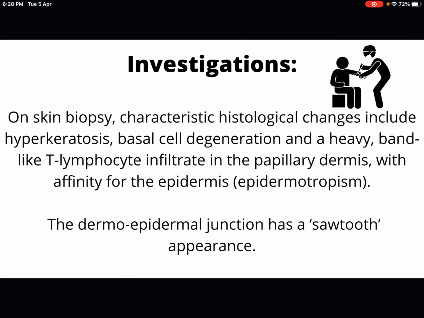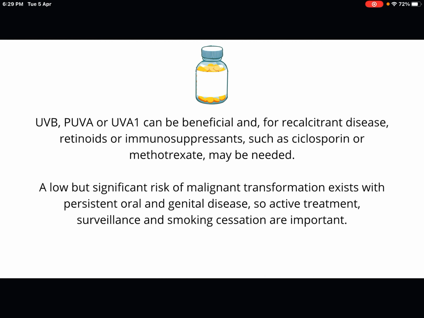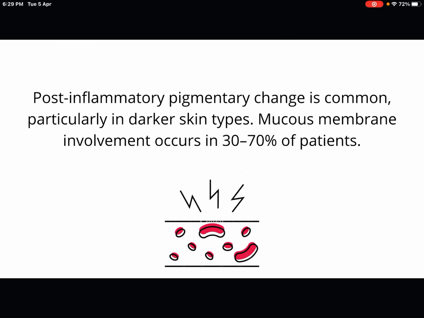And then investigation: clinically only we'll make the diagnosis, and skin biopsy will be done. On skin biopsy, the dermoepidermal junction has a sawtooth appearance, and hyperkeratosis, basal cell degeneration, etc. will be seen. Management: self-limiting, but we can give local glucocorticoids, and in extensive conditions, we can give systemic glucocorticoids also. And UVB, PUVA, UVA1 for the recalcitrant diseases, retinoids, immunosuppressant therapy also we can give for this condition. But a low but significant risk for malignancy is there. So we have to survey the patient, we have to do the active treatment, and we have to tell the patient about cessation of smoking. So that's all you have to write for Lichen Planus.